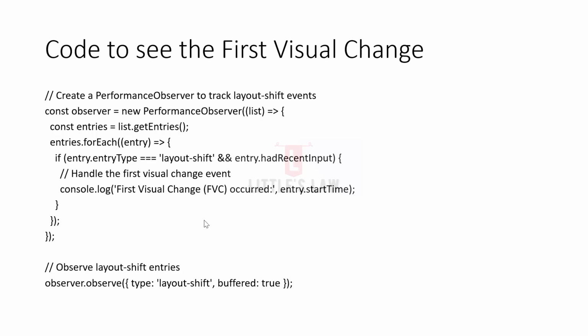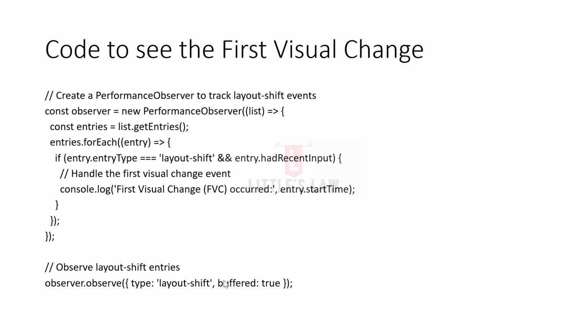In this code, we log a message. Here you can see we are logging a message that indicates that the first visual change occurred along with the start time, what time it starts, which is the property of the entry that represents the timestamp when the event happened. And finally, we call observe. Here you can see the last line, where we call the observe method on the performance observer object to start observing the layout shift.